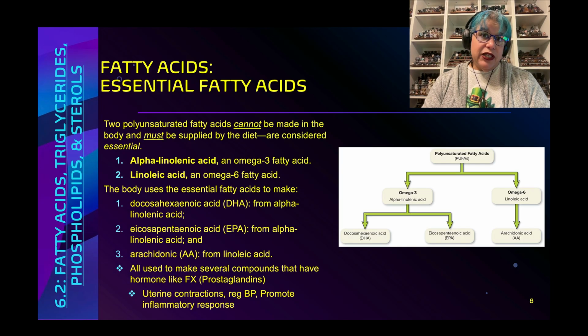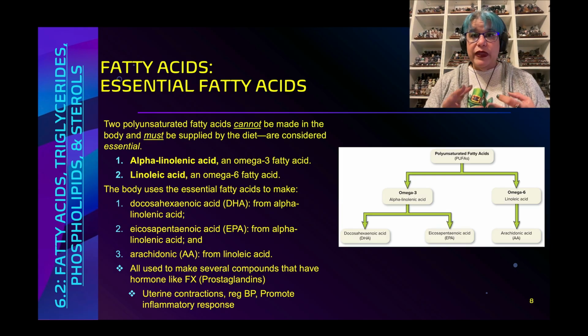The body actually does use essential fatty acids to make DHA, docosahexaenoic acid, and EPA, eicosapentaenoic acid, and arachidonic acid from linoleic acid. They're all used to make several compounds that have hormone-like effects in your body, specifically prostaglandins. Prostaglandins can be used to cause uterine contractions. They can be used to regulate blood pressure.